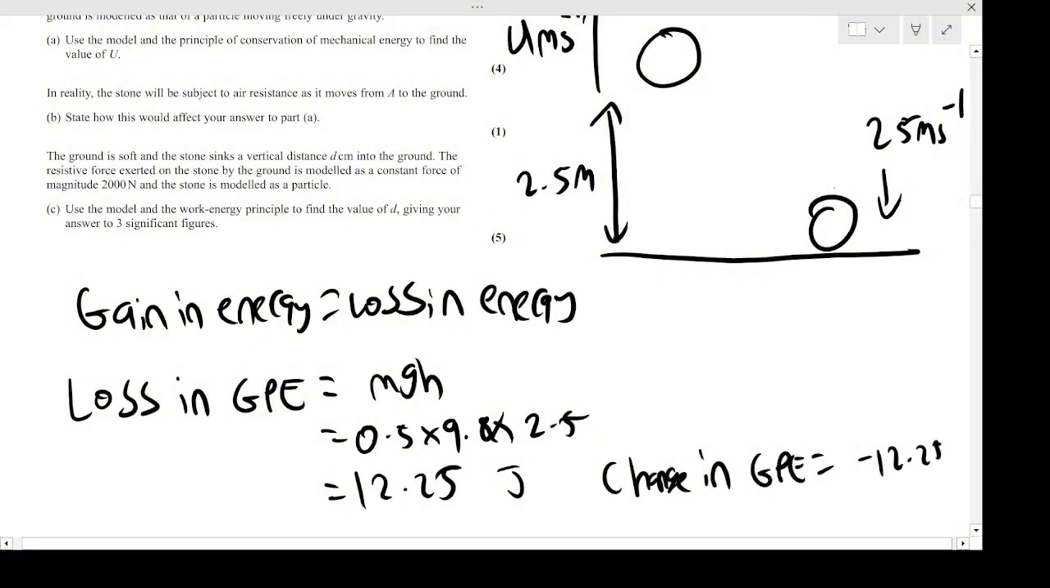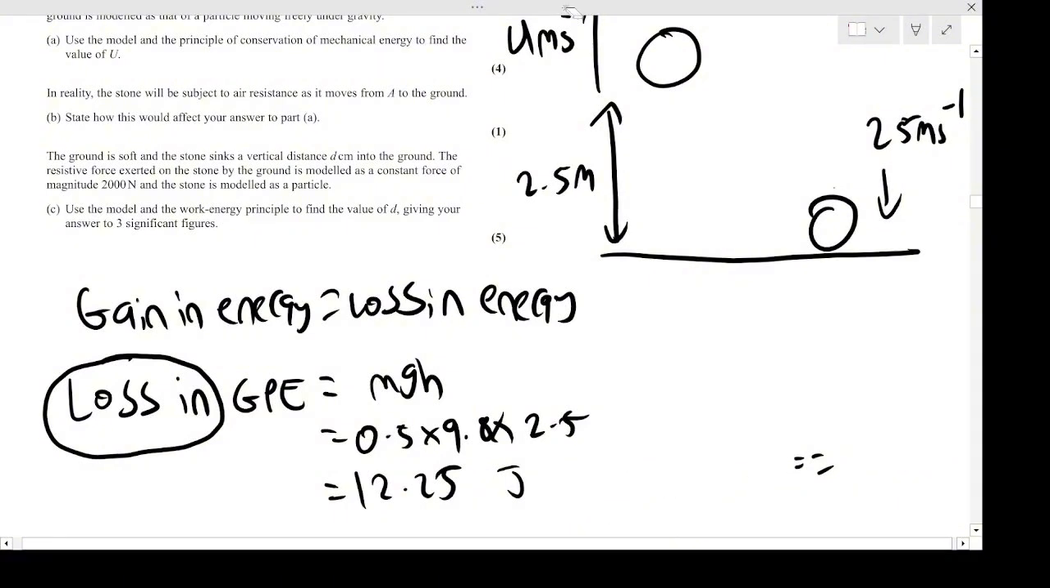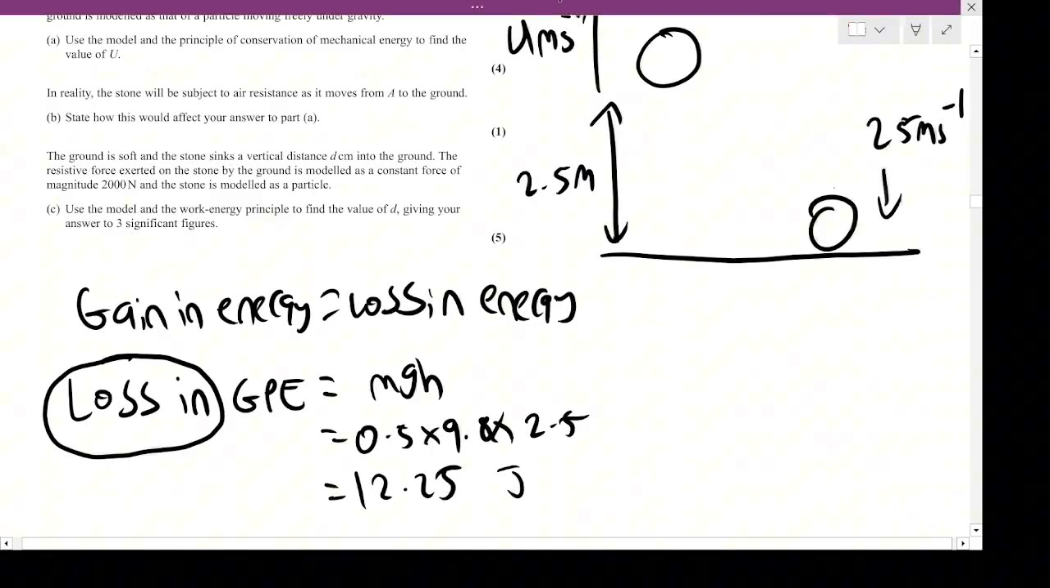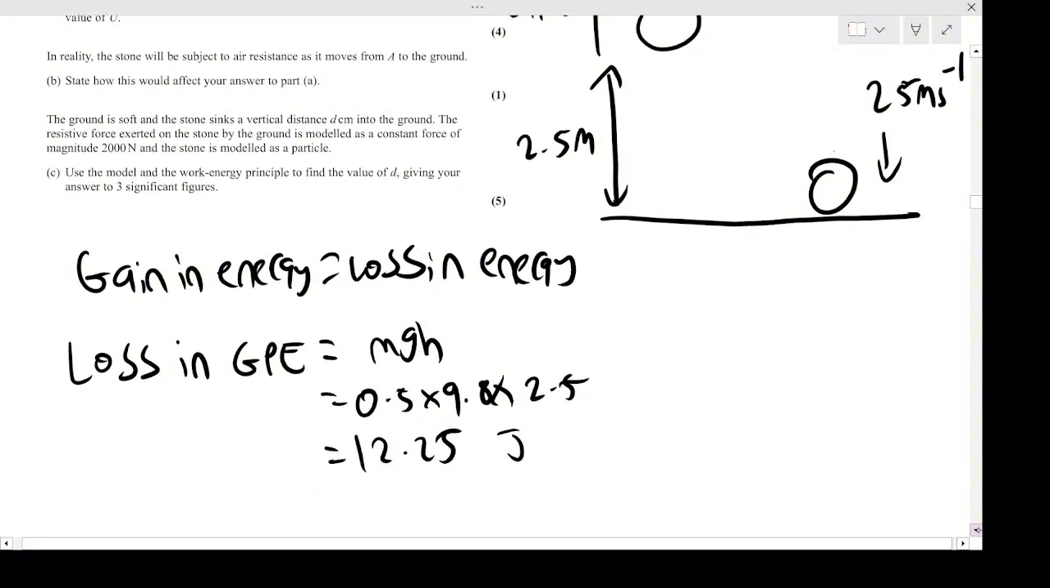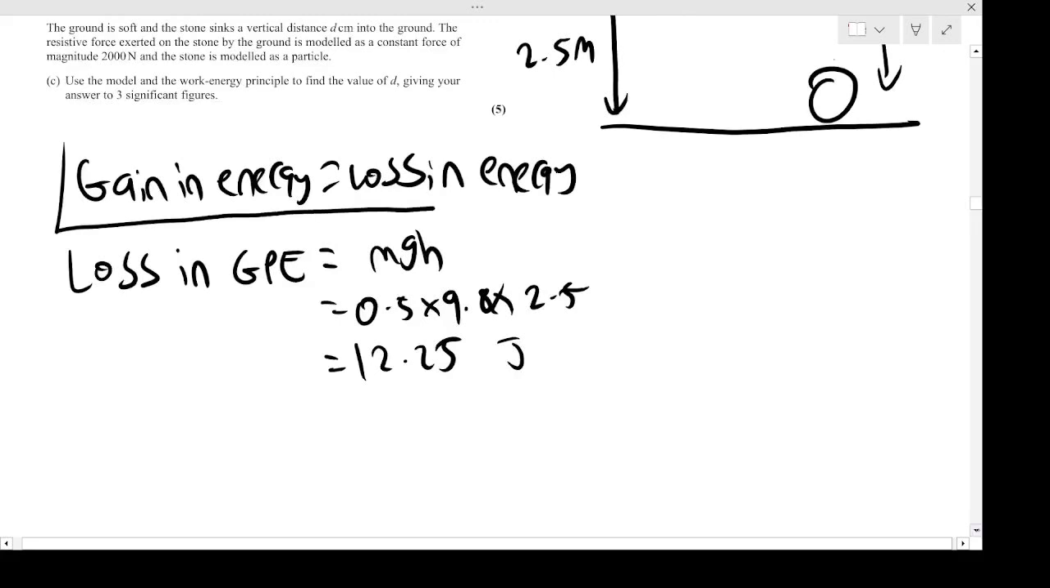12.25. Remember, the wording is important here. If I'm telling the loss, I already told you it's a loss, right? But the change is a negative change, okay? So that matters. The change in gravitational energy is minus 12.25, but the loss is just 12.25 joules. I know it's a very slight difference, but there we are. Now that's the loss in gravitational energy.